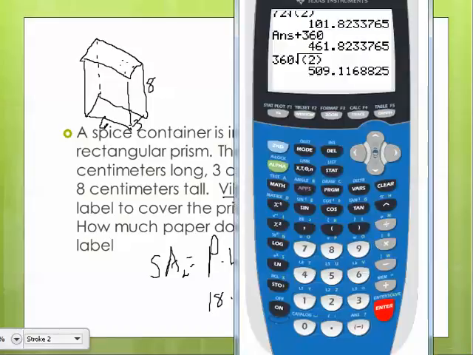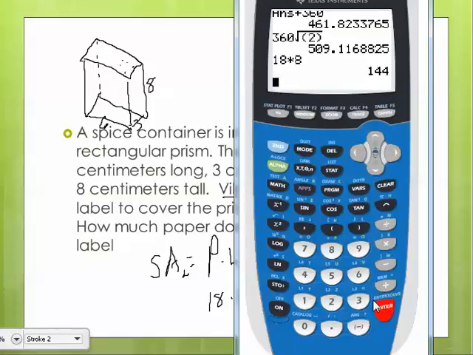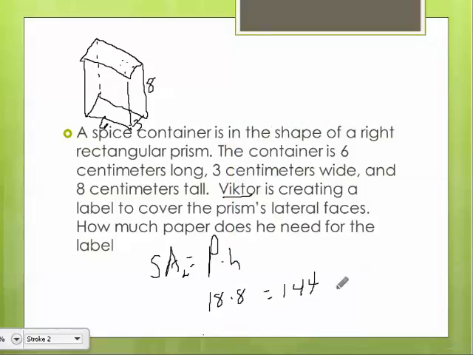Did I do that math right? Let's see here. 18 times 8 equals 144. 144 square centimeters. So with 144 square centimeters of paper, he could make a label to go around the outside of it.